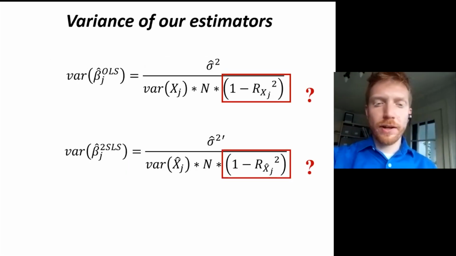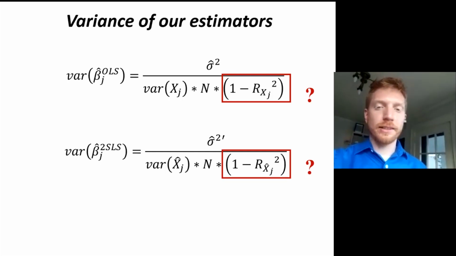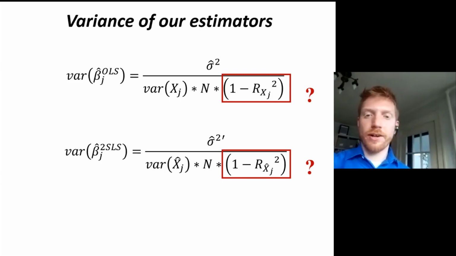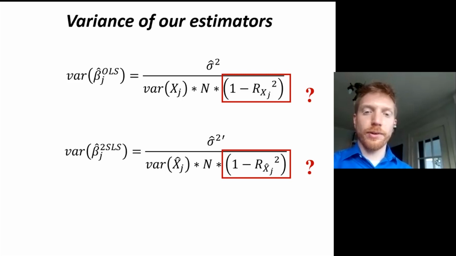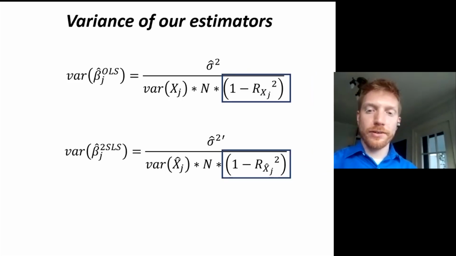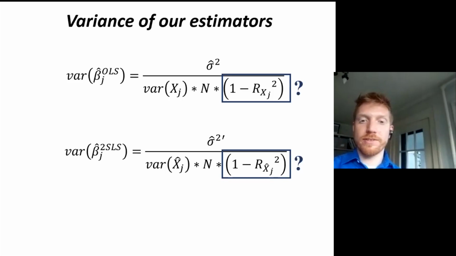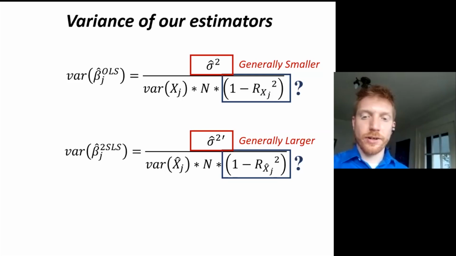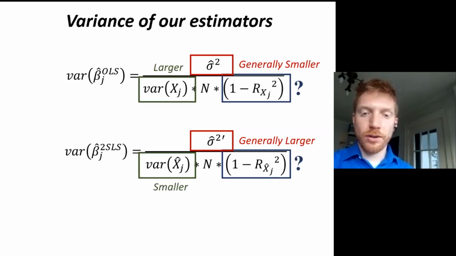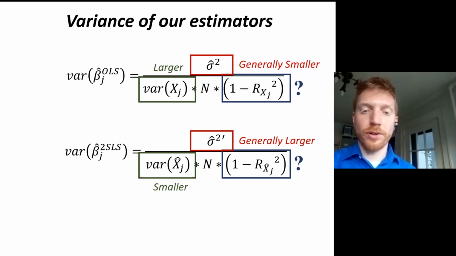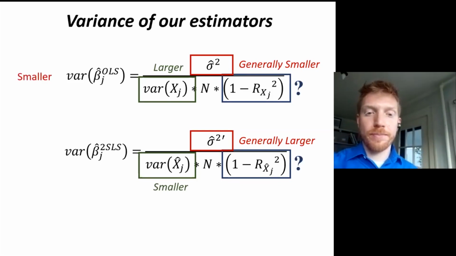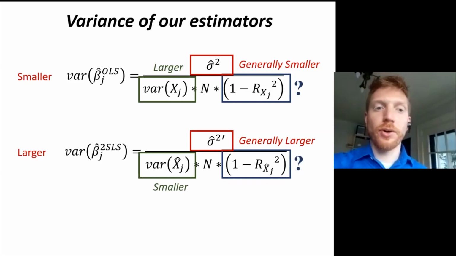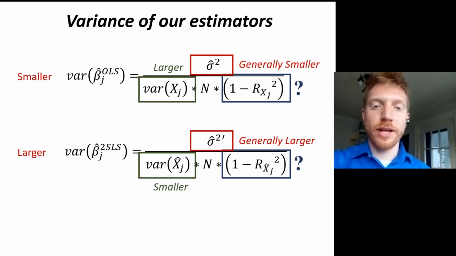There isn't sort of a definite direction in which it's going to impact your variance. There's not necessarily a known direction here for this one. Putting these together, not a known direction for the variance inflation factor, generally larger when we're talking about the error term, generally smaller for two-stage least squares when we're talking about the variance of x, and therefore the variance of beta hat itself is generally larger with two-stage least squares than with OLS.